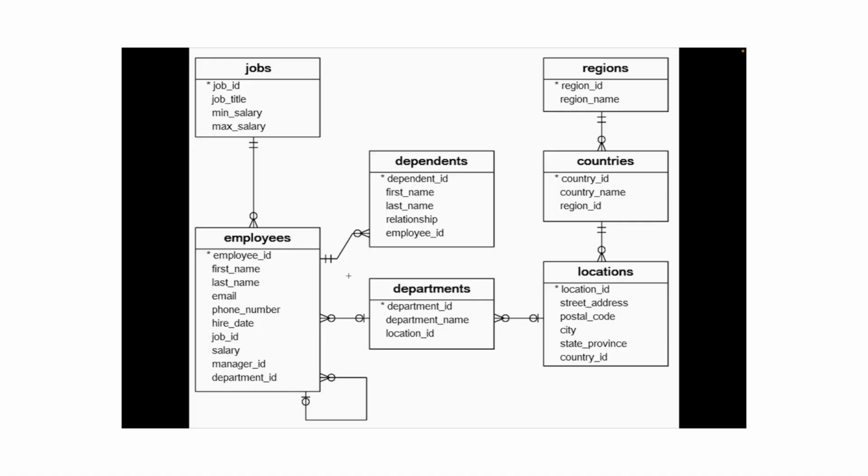So this is the schema structure that we'll be going through. We have a table employees, and there are employees working in a department. Employees have some job IDs. Those job IDs have a job title, minimum salary and maximum salary. Departments are located in various locations, and locations belong to some countries and regions. So that's the structure that we'll be following.